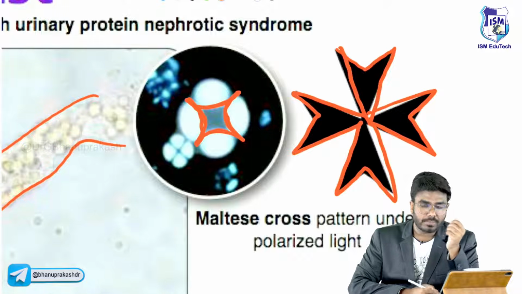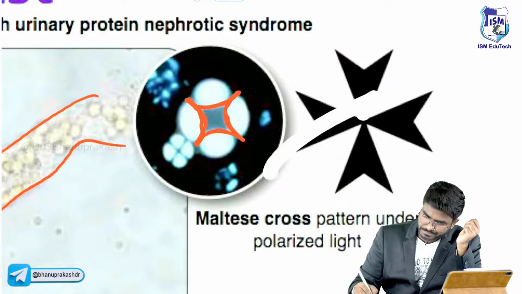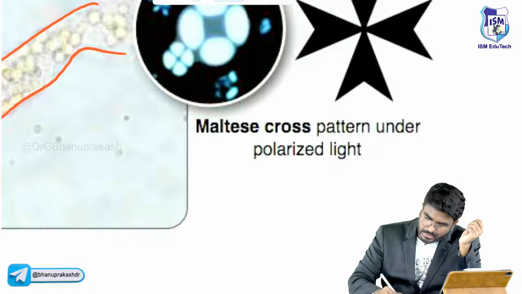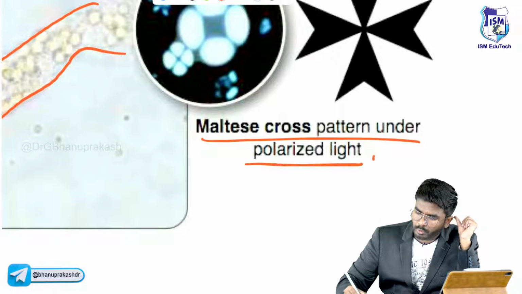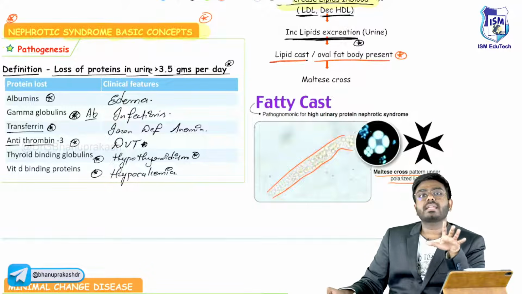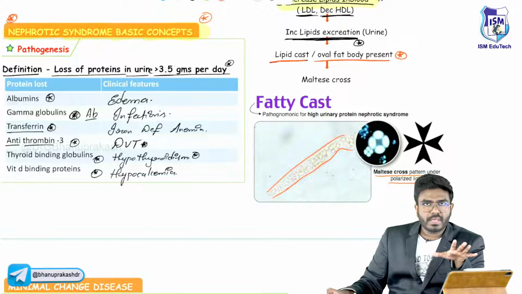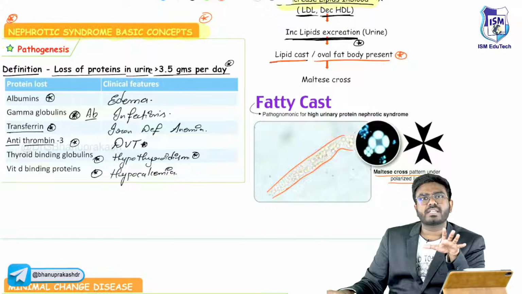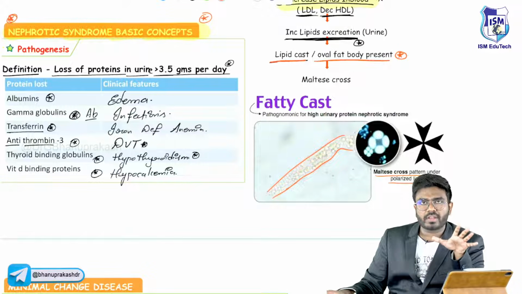Lipid casts are going to show the Maltese cross appearance. Okay, look, Maltese cross pattern under the polarized light. Done. So in this one single slide, I have explained what exactly nephrotic syndrome is. Nephrotic syndrome means there is a loss of more than 3.5 grams of protein per day.